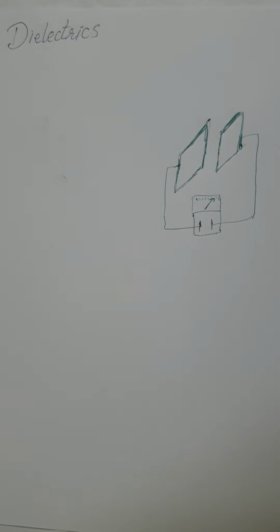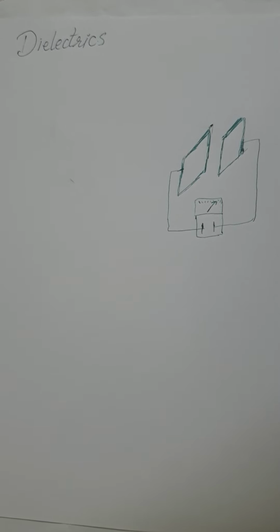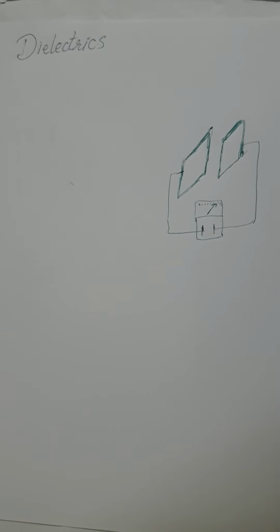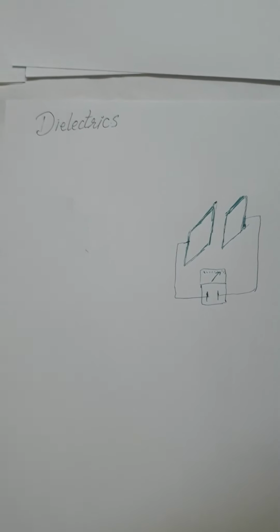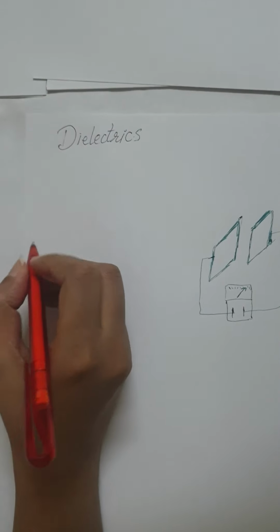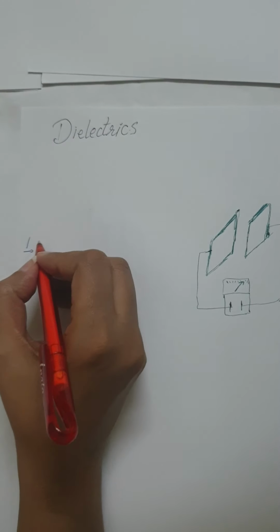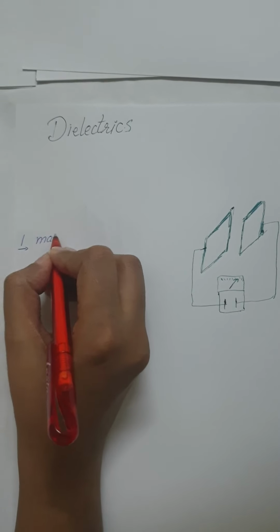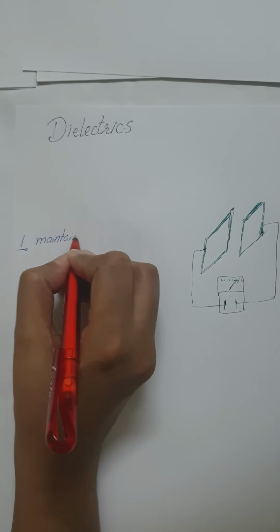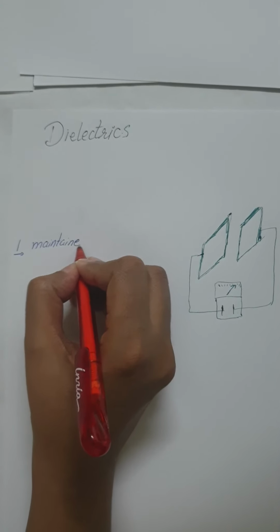There are a few benefits of placing dielectric between the metal plates. First one is, it is very difficult to maintain a small separation without contact between the plates of the capacitor. So with the help of dielectric, the separation between the two can be maintained. Maintain the separation.